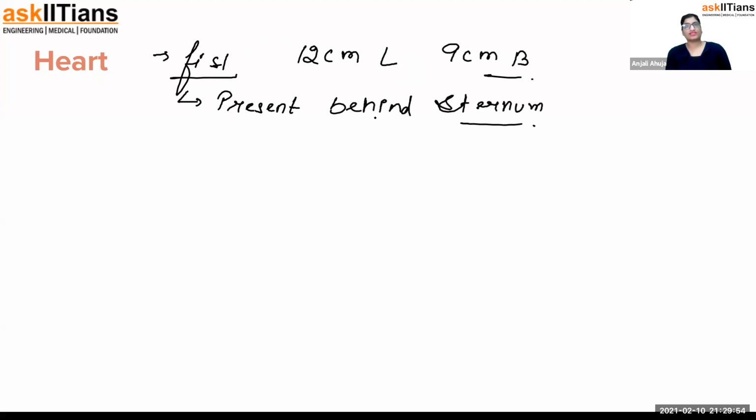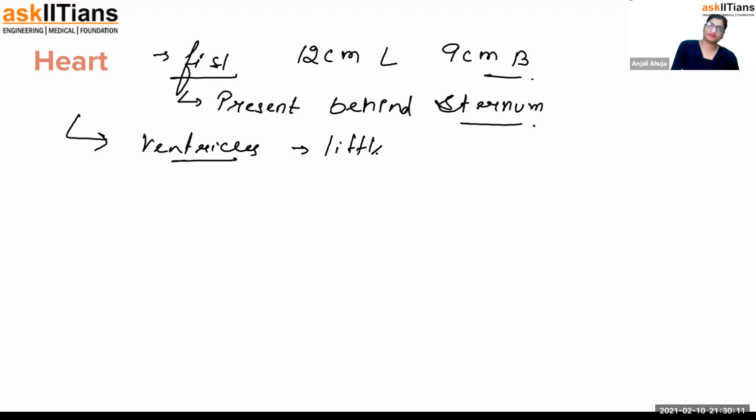And guys, we used to say that the heart is slightly tilted toward the left, but the point is that the heart is present in the center. It's just the lower part, the ventricle part, which is a little toward the left. Not the whole heart.